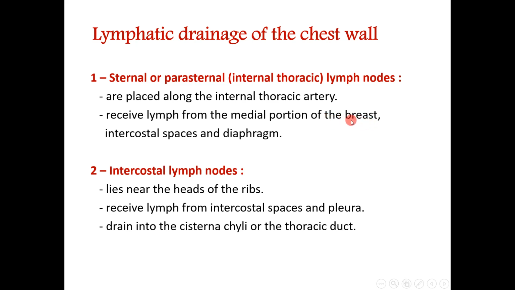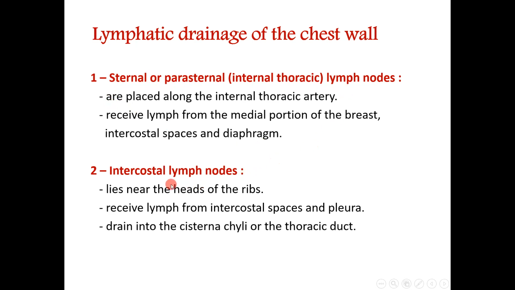Cancer cells can spread to the internal thoracic lymph nodes, because these lymph nodes drain the medial part of the breast, and they also drain the intercostal spaces and the diaphragm. So this is the first group, sternal or parasternal or internal thoracic lymph nodes.